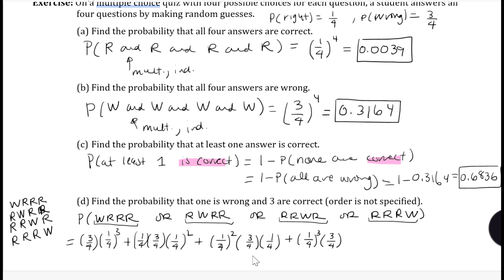Okay, and if you look at this, even though you can see really easily that this first term and this last term are the same, even these middle terms are the same, I just ended up not multiplying all the 1/4 together to have it 1/4 cubed. Okay, so this is really 4 times 1/4 cubed times 3/4. And when you do that, you get the answer of 0.0469.